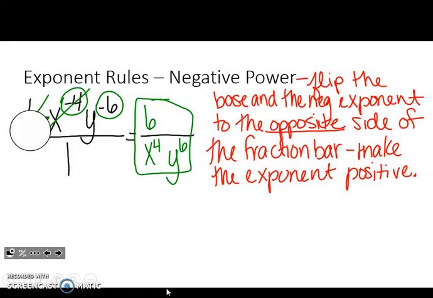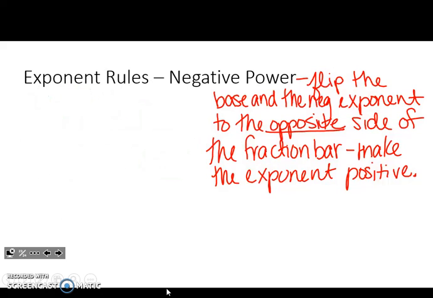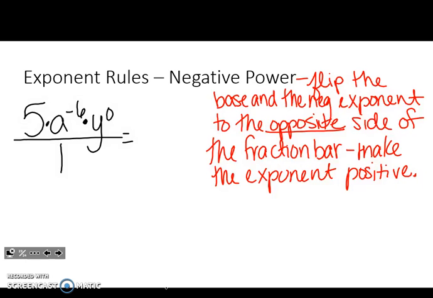All right, let's do a couple where we have the zero power thrown back in there. So if I have 5a to the negative 6 y to the 0 power. Remember, anything to the 0 power is going to become 1. So the first thing I'm going to do is put multiplication symbols in there, and I'm going to put it all over a 1. And then I'm going to walk through each term just like I did before.